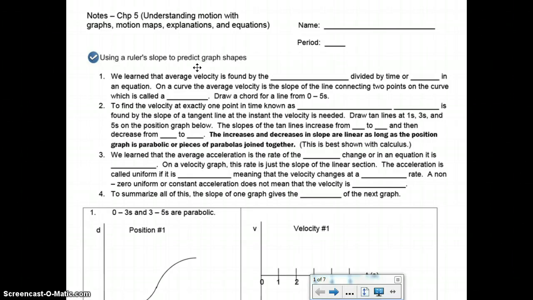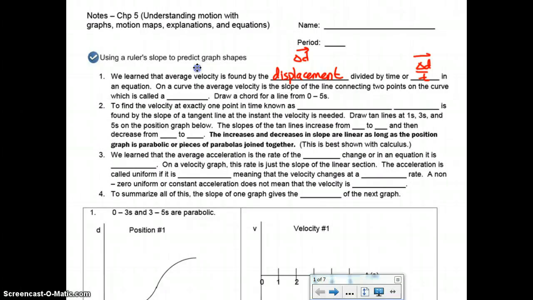So number one, we learned that the average velocity is found by taking what? By taking blank divided by time. Displacement. Okay. So we take the displacement divided by the time. Remember, displacement is delta D, so a little vector over that, divided by time, or the equation would be that change in position over time. That's an equation.